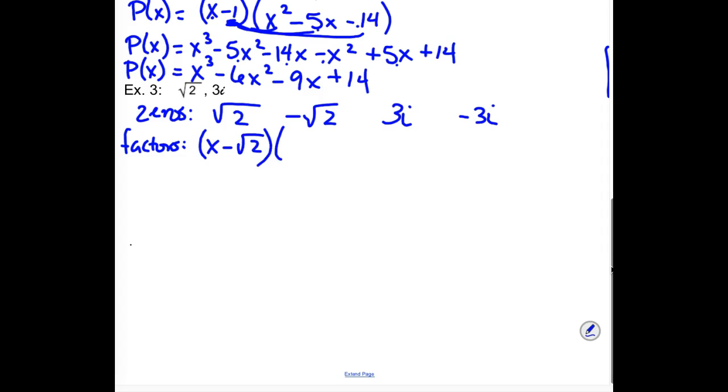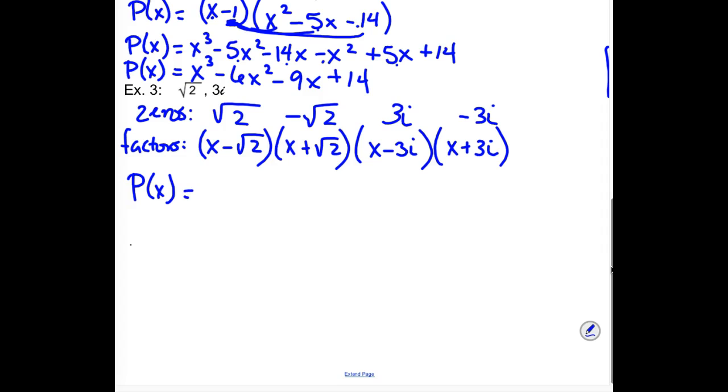If negative root 2 is the 0, then x plus root 2 is my factor. If 3i is a 0, then x minus 3i would be the factor it came from. And if negative 3i is the 0, then x plus 3i is the factor it came from. So again, notice that those are occurring in conjugate pairs for my factors.